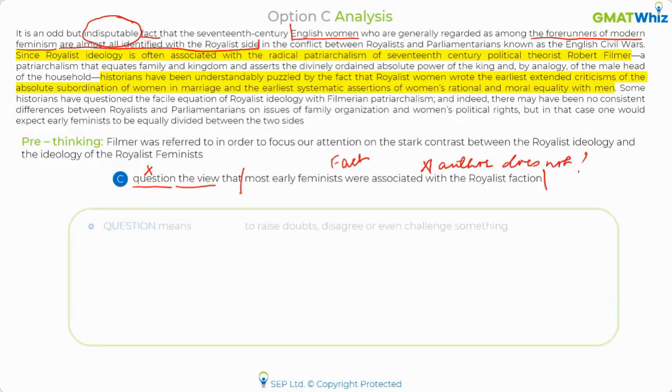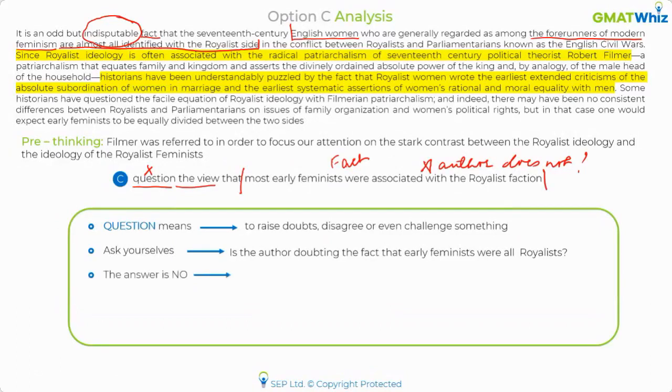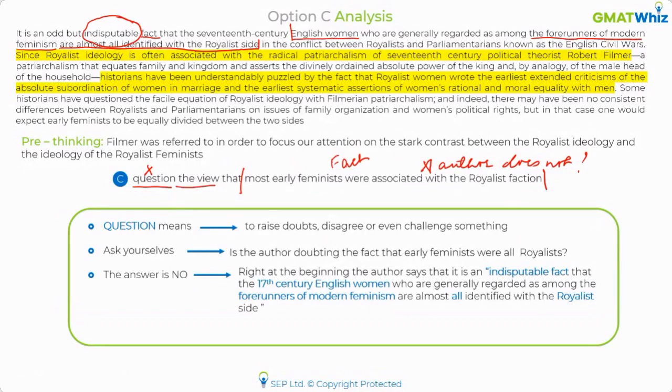Okay. So a good percentage of you marked this. Question means to raise doubts, disagree, or even challenge something. Ask yourselves, is the author doubting the fact that early feminists were all royalists? No. The author is saying that it's an indisputable fact that 17th century English women were all identified with the royalist side. So this is the opposite of the premise, guys. And because you did not read properly, you marked this. Don't look for familiar words, guys. Don't look for familiar words. Look for meaning. And for that, you need to read the sentence properly. And for that, you need to be taught how to read a sentence, which we do in our SC section.